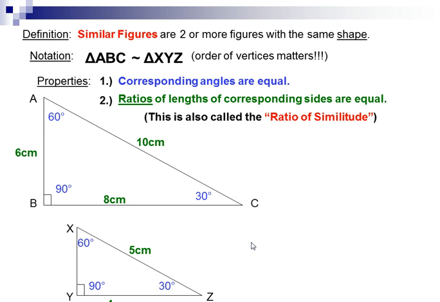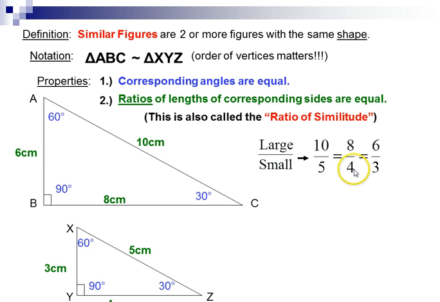The last one: if we say that side AB is 6 centimeters, the corresponding side is going to be 3 centimeters, because 10 to 5 is the same as 6 to 3. So if we line this up as a ratio of the large side length to the small side length, we have 10 to 5, 8 to 4, 6 to 3. These ratios all reduce to 2 over 1. So we say that the ratio of similitude is 2 over 1: 2 units on the large triangle is 1 unit on the small triangle.